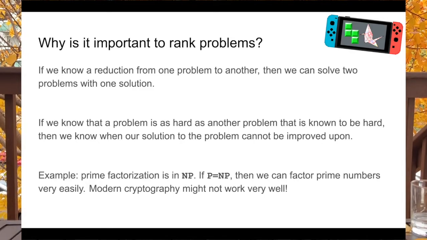And finally, it's important to understand the relationship between classes of problems. For example, in modern cryptography, which is used to send any secret information over the internet, such as your bank account information, there's a reliance on the NP-hard problem of prime factorization. If someone shows that P is equal to NP, this means that prime factorization is actually easier than we think, and it could be a lot easier to hack someone's bank account information or private information.